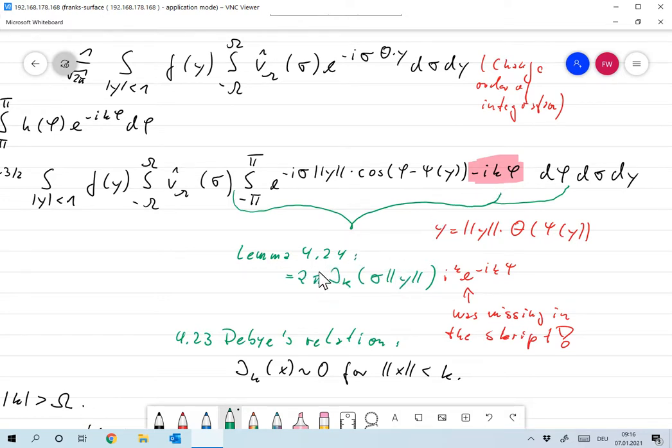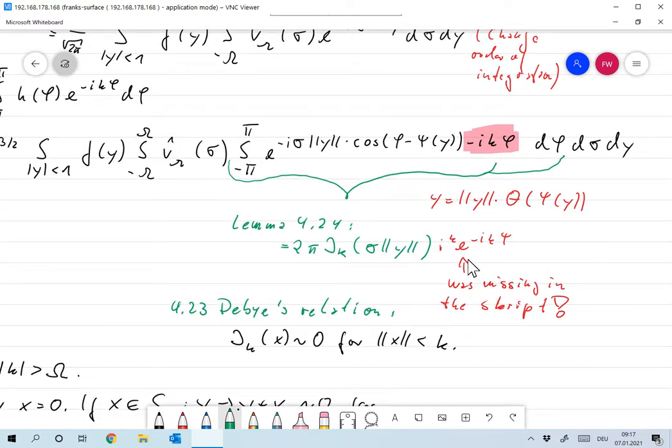The one we proved was that for k equals 0, this is 2 pi J0 of sigma times norm y. You can do exactly the same thing for k not equal to 0, and what comes out then is 2 pi J k of sigma times norm y, times i to the k, times e to the minus i k psi. I don't know why I did that, I really forgot, and I corrected that in the script. I added this in the script, and it's easy to prove using exactly the same tool as I did at that point in the lecture.